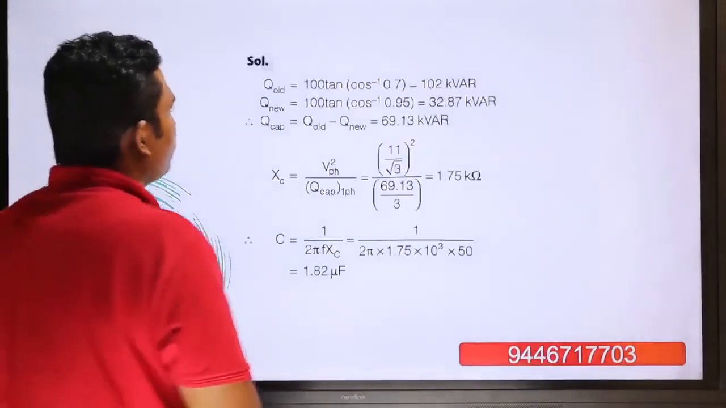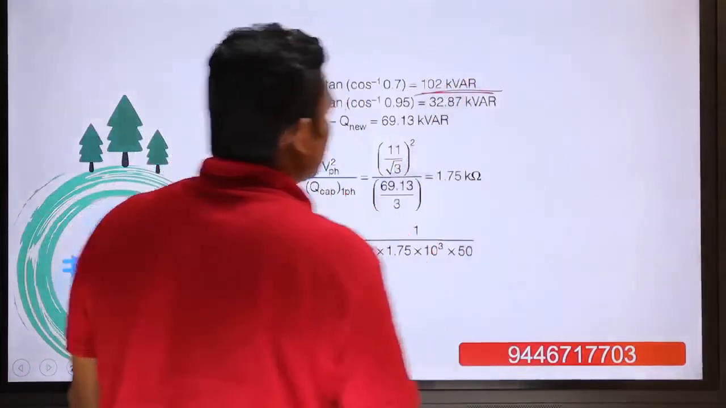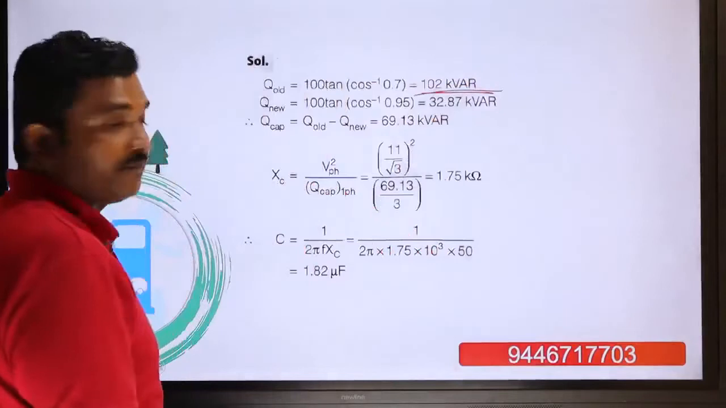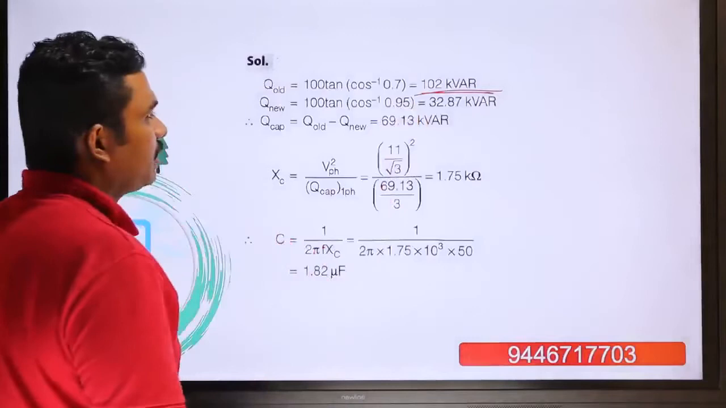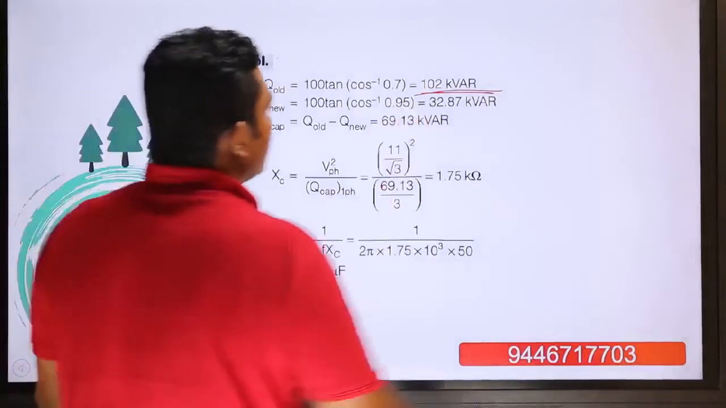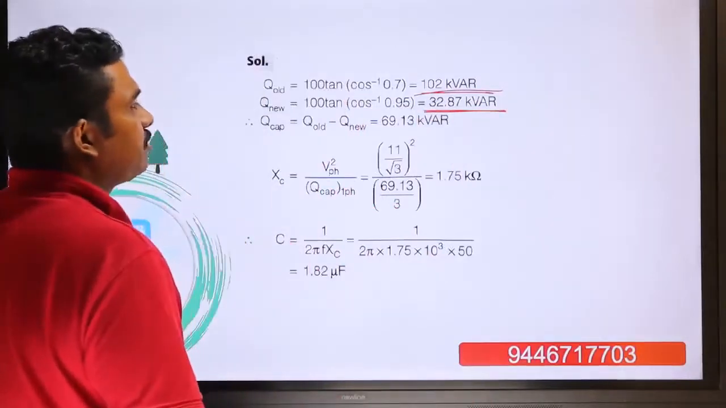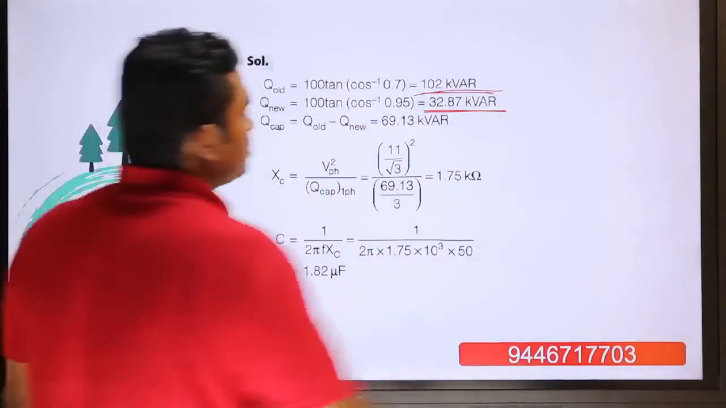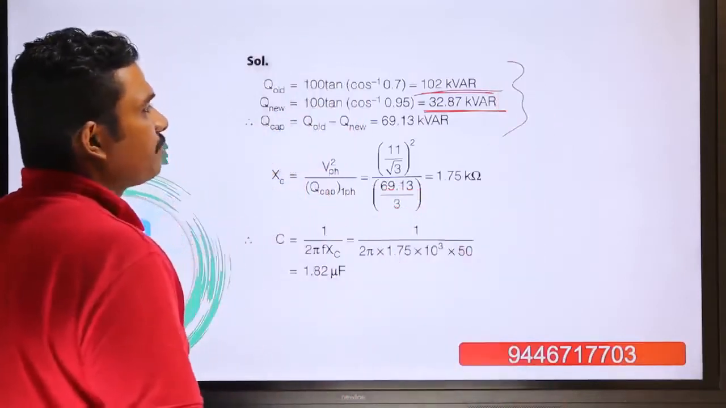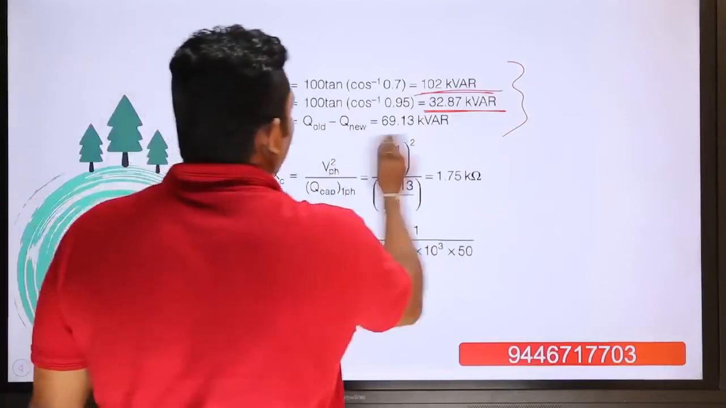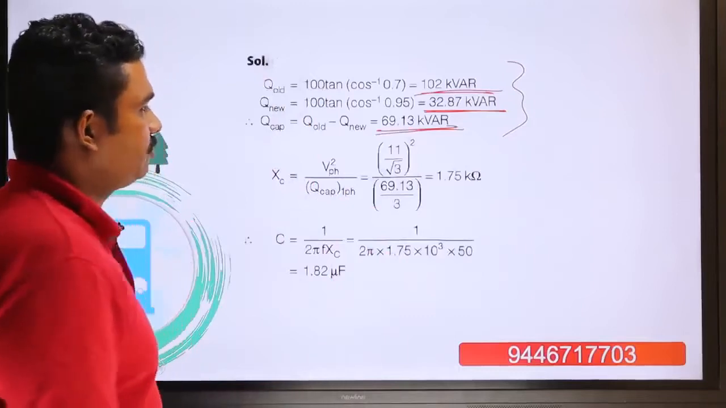So what is the old reactive power? It is equal to 100 tan cos inverse 0.7. So that means the reactive power is equal to 102 kVAR. We have to raise it to 0.95. So Q new is equal to 100 tan cos inverse 0.95, which is equal to 32.87 kVAR. So we will have to supply the difference of reactive powers, which is 102 minus 32.87. So we will have to supply 69.13 kVAR of reactive power.